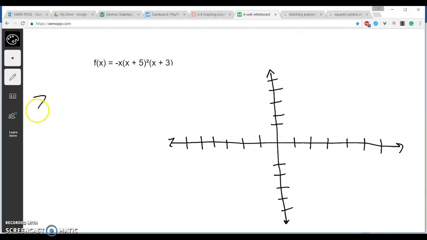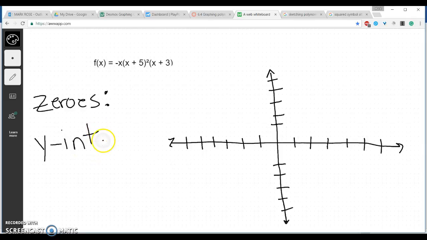We want to find the zeros of the function, which you want to remember another name for that would be roots, or x-intercepts. And we want to find also the y-intercept of this function. So these are the two things that we are going to find for this function.